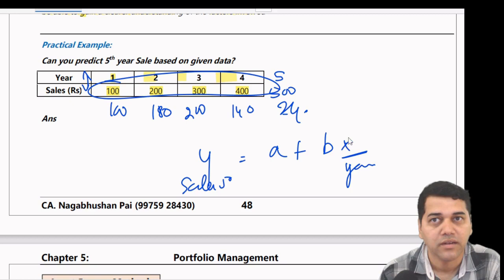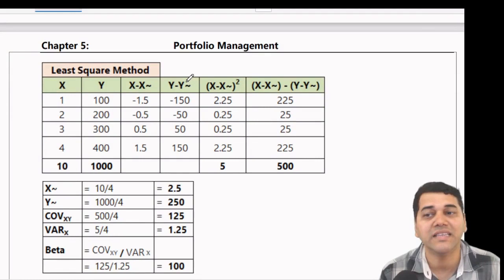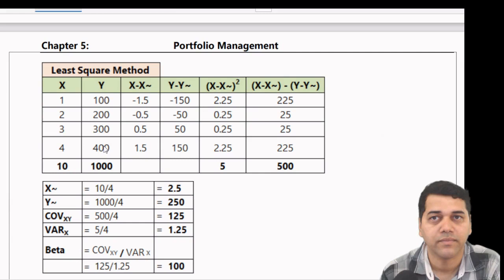So we follow the least square method and take x, we take y, x minus x bar. So we get x bar here. How? Sum of x by n. Sum of y by n. We get y bar. We got x bar, the average. What is the average? Sum of x. This is sum of y. Now, sum of x by n gives me the average. This is x bar.